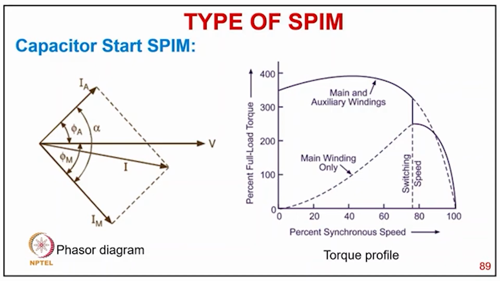and then you can see the torque characteristic with this capacitor and main and auxiliary winding: a quite large torque, around 350% of full load torque. Then it switches over around 75% speed because of the centrifugal switch action, and then it runs on the main winding only, with the other characteristic as shown here in the dotted line.